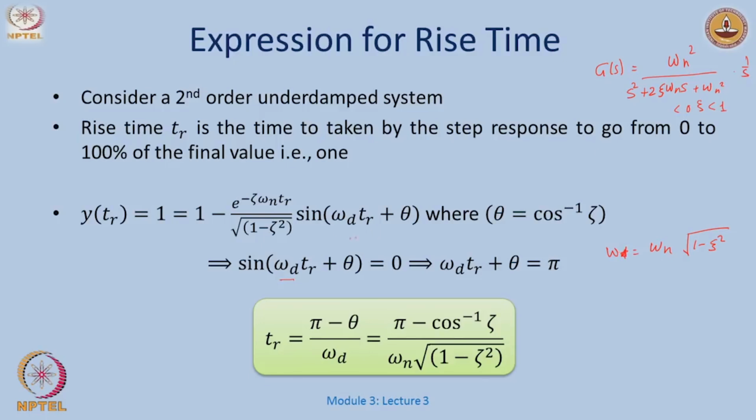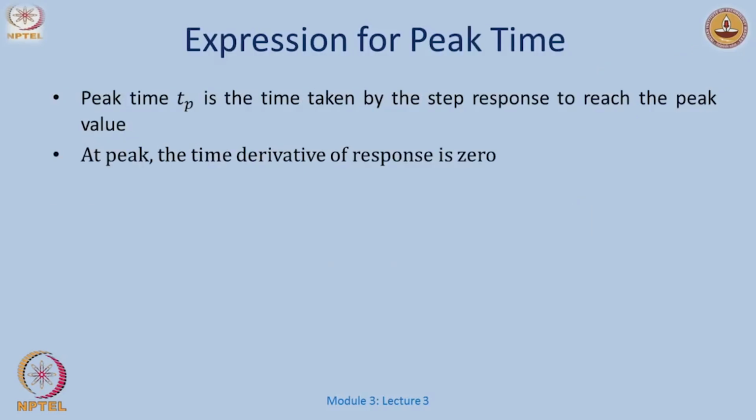So when this goes to 0 for the first time, which means omega d times Tr plus theta equals pi, or Tr is just pi minus theta over omega d. And what was theta? Theta is cos inverse of zeta, the damping coefficient, right? And then there is this relation between omega d and omega n, the damped natural frequency with the natural frequency of the system.